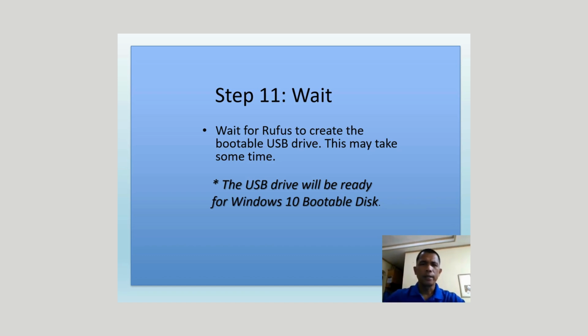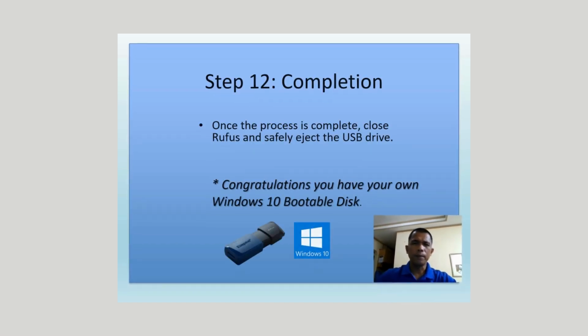And then step number 12, completion. Once the process is complete, close Rufus, safely eject the USB drive, and congratulations, you created your Windows 10 bootable disk. It's very easy. You now have your USB Windows 10 bootable disk. You can use that Windows 10 bootable disk to format your laptop or your PC whenever you need it.